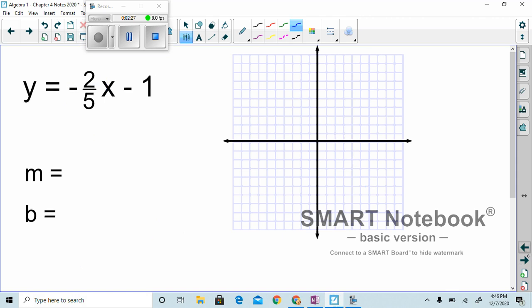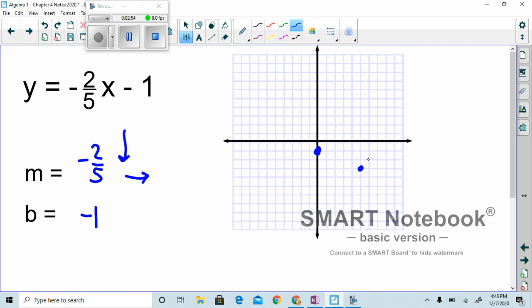On to another problem. y is equal to negative 2/5 x minus 1. Identify your slope. Identify your y-intercept. Once again, my slope is negative. It'll go down and to the right. Where do I start graphing? Always from the y-intercept, the point on the y-axis. I'll now count down 2 and over 1, 2, 3, 4, 5.